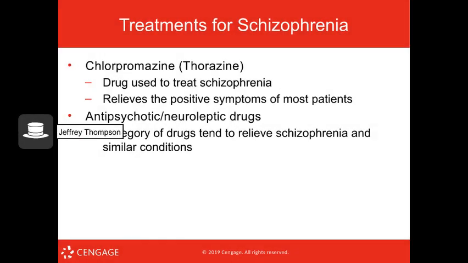So let's talk about some of the treatments. We have thorazine, which is used to treat schizophrenia, and it relieves a lot of the positive symptoms, so the hallucinations and the delusions. And we have the class of antipsychotic or neuroleptic drugs, which are used to help relieve schizophrenia and also similar conditions. So sometimes it can be used to treat something like a manic episode in bipolar 1.